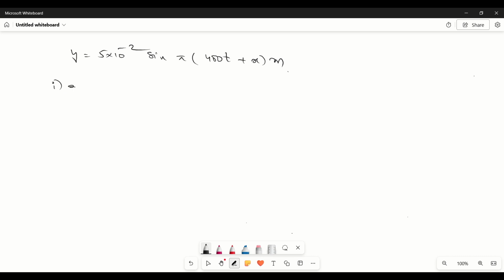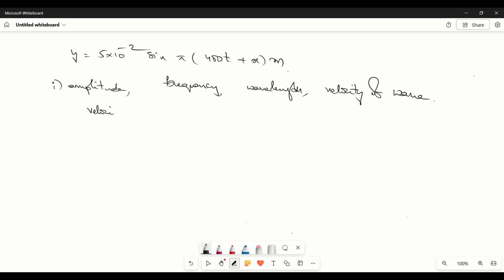As well as the velocity and acceleration of a particle at x equal to 1 by 6 meter and t equal to 0.01 seconds. As well as we have to represent the maximum particle velocity and maximum acceleration.